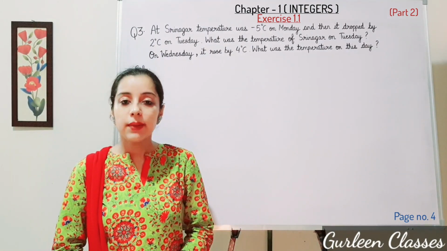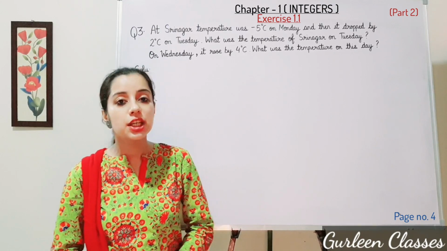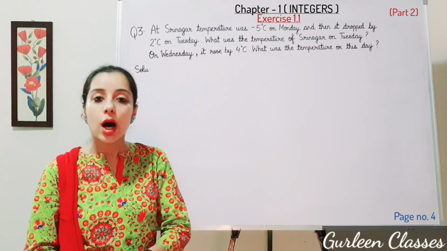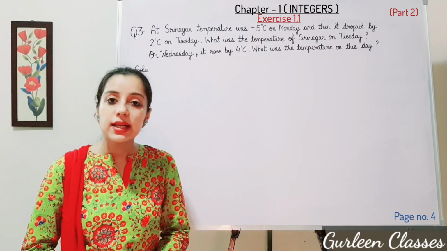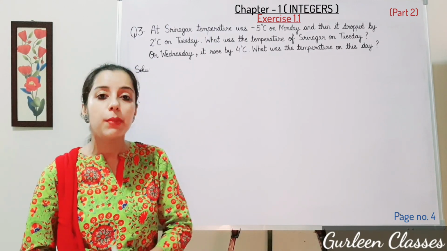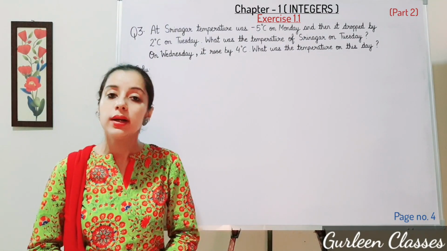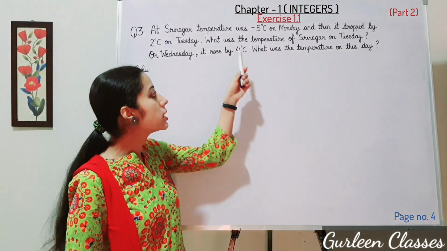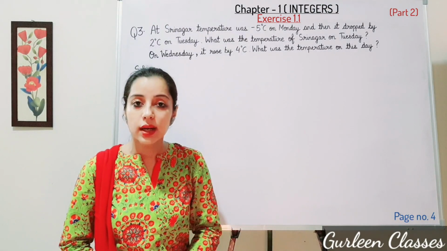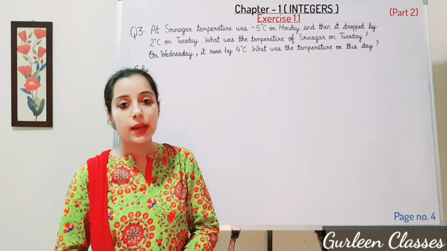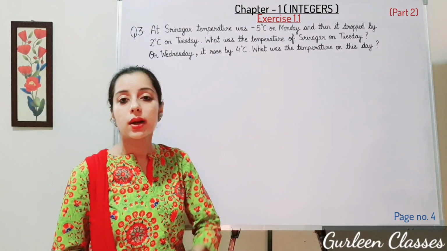Question number 3. At Srinagar, temperature was minus 5 degrees Celsius on Monday. How much temperature it was? Minus 5 degrees Celsius on Monday. And then it dropped by 2 degrees Celsius on Tuesday. What was the temperature of Srinagar on Tuesday? We have to find out what was the temperature of Srinagar on Tuesday.